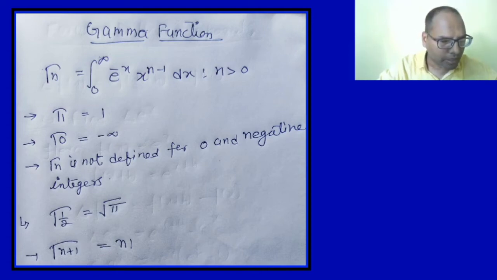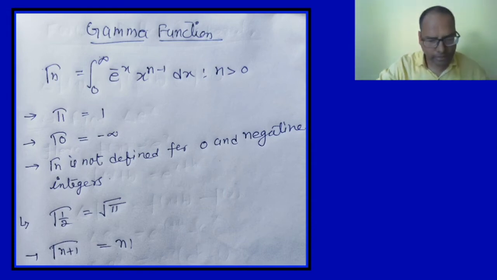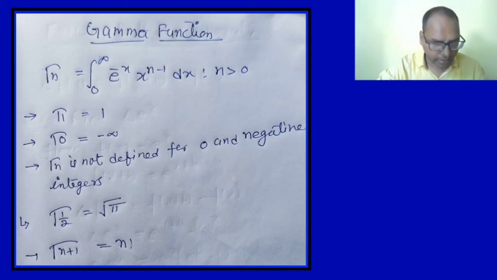Now come to the next point. Here the next point is that gamma 1 by 2 is under root pi. The value of gamma 1 by 2 is under root pi. And the next point is gamma n plus 1 is equal to n factorial. What does it mean? We see this in the next slide.